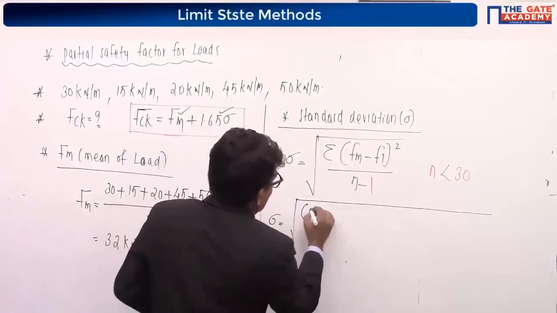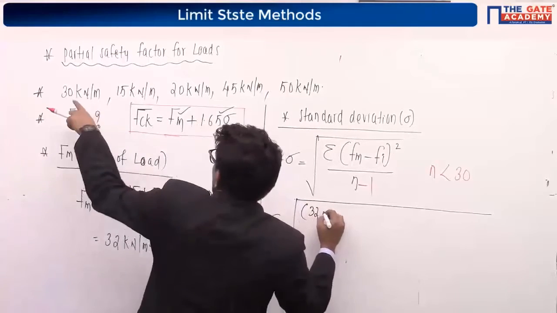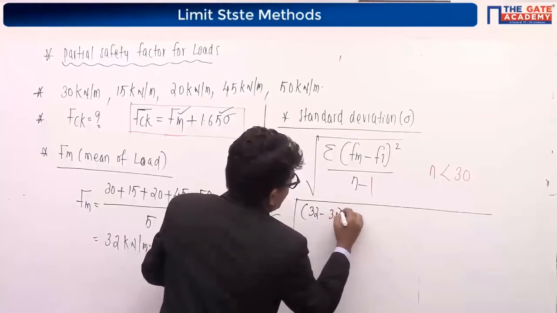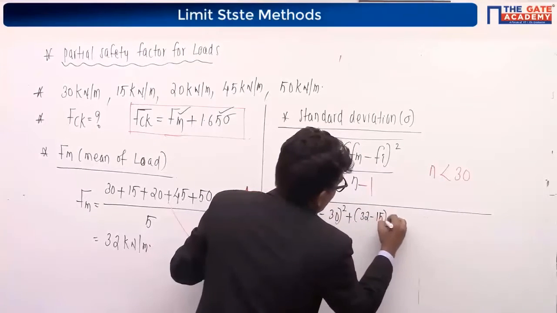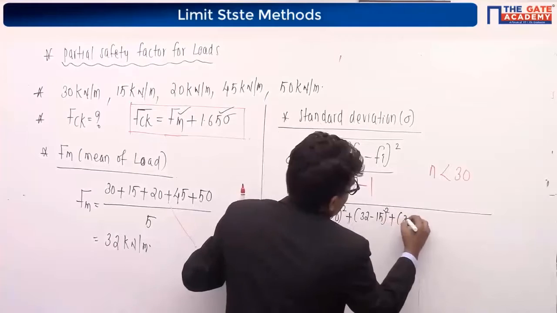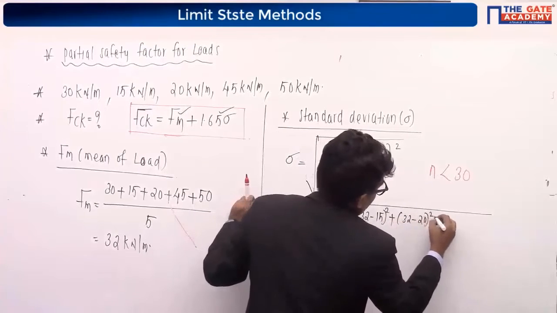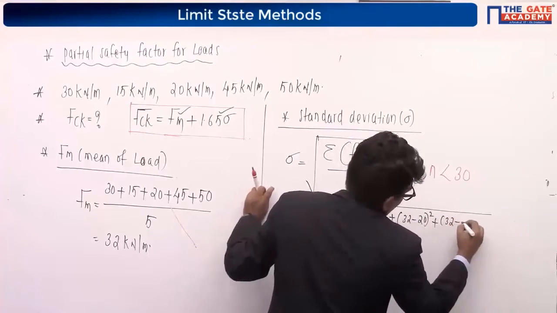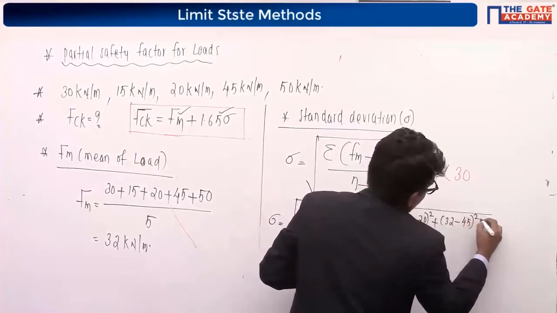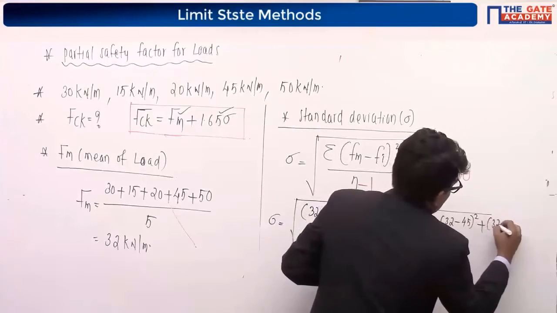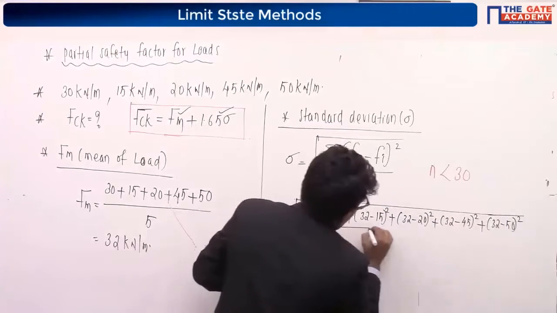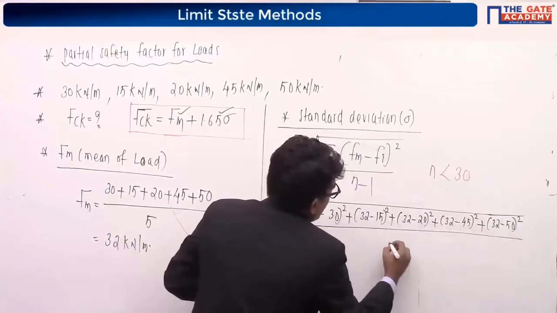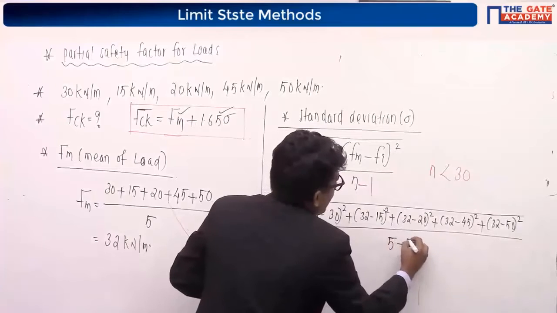Fm value is 32. 32 minus the first load value, 30, the whole square, plus 32 minus 15 the whole square, plus 32 minus 20 the whole square, plus 32 minus 45 the whole square, plus 32 minus 50 the whole square, the whole divided by n. The number of samples is 5, minus 1.